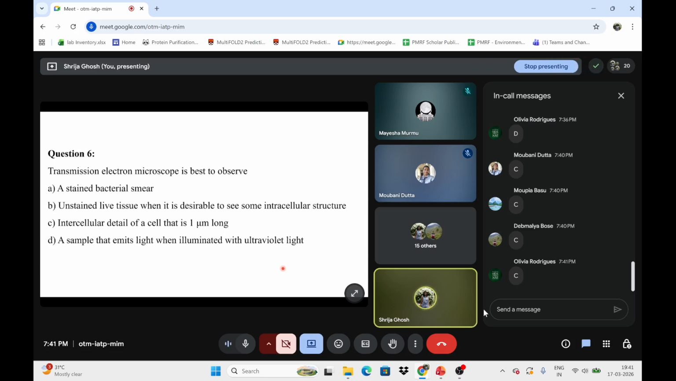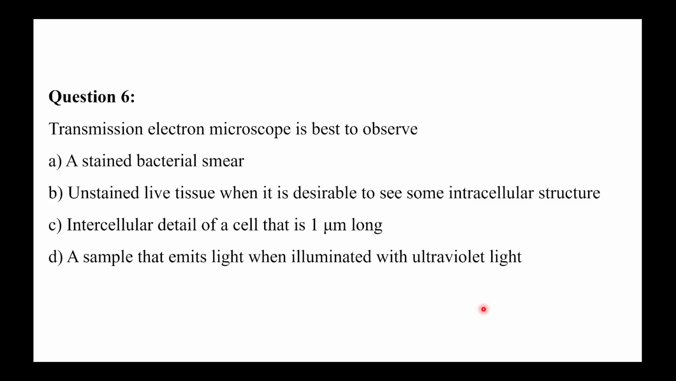I see 4 answers in the chat box. All of them are option C. Anyone else wants to answer? Okay, let's see the correct answer. So 4 of you are saying option C, intercellular details of a cell that is 1 micron long. That is the correct answer.